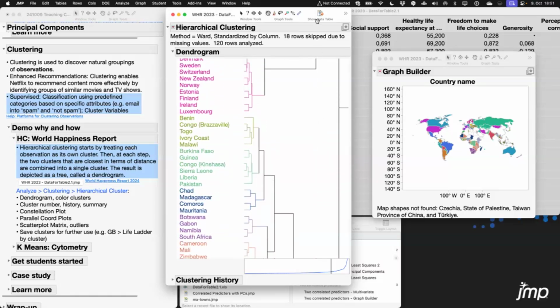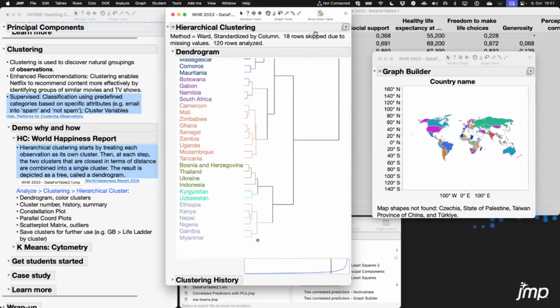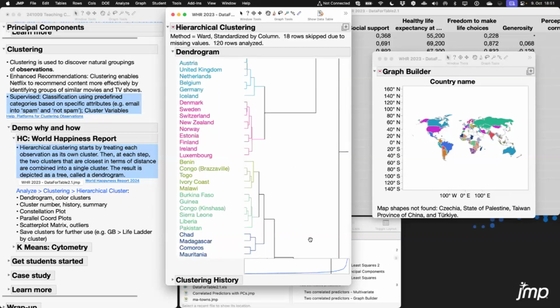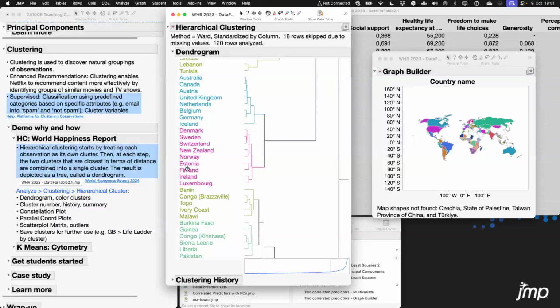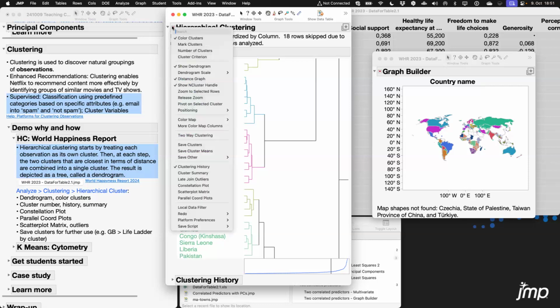And if you know the report, where are the happy ones? This one here, the pink one: Denmark, Norway, Finland. These are typically the winners in happiness, the happiest countries, and we see that they are also clustered together. A lot of information we can see here and add to this dendrogram. That's the name of this tree output.